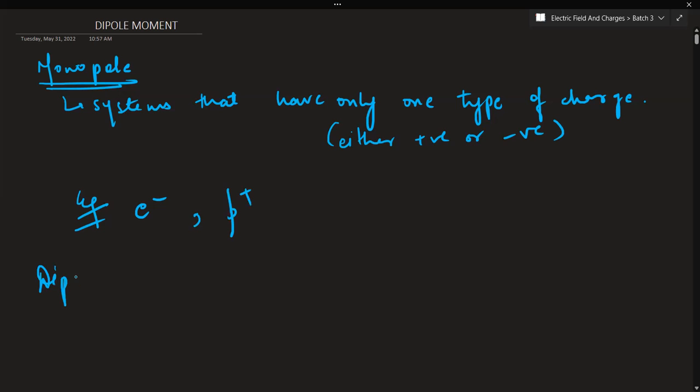Now, dipole is what? Dipole is a system where you have a positive charge and an identical negative charge. Means a positive charge and negative charge, both of these charges are there. Both of these are having the same magnitude. Like if this is plus q, this will always be minus q. And they have a small separation between them. Let's say this separation is 2a. So this is called a dipole.